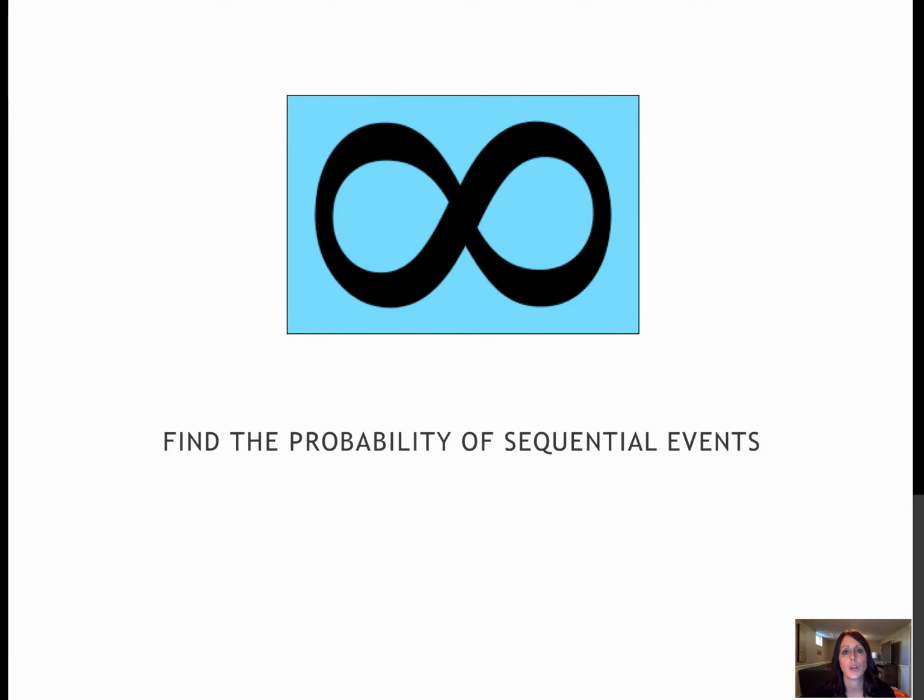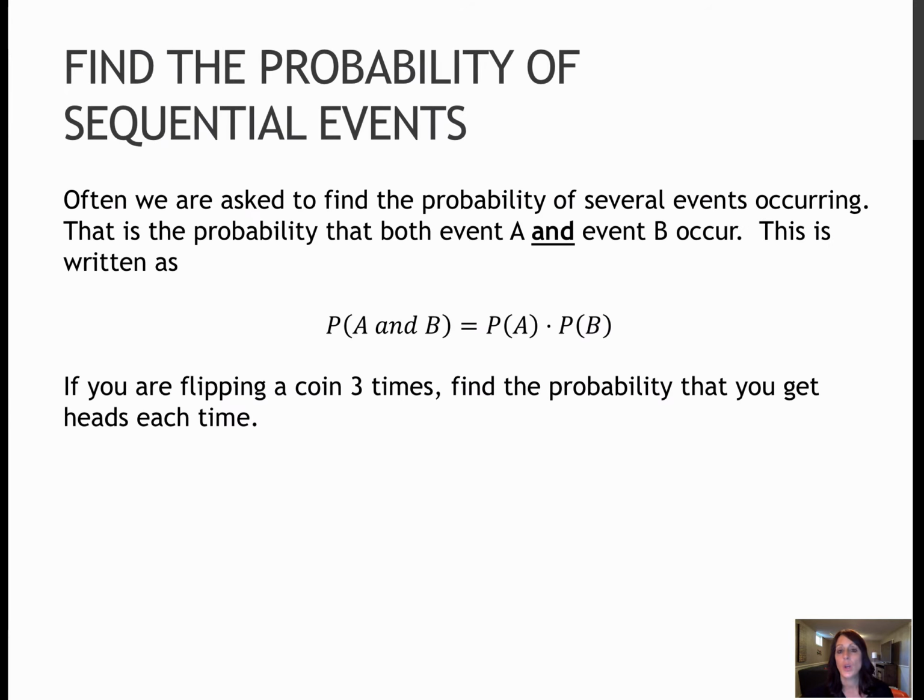In this lesson, we are going to find the probability of sequential events. So this is more than one event occurring. So again, we're looking for "and" events. So we're saying first something happens and then something else happens. And the way that we find that probability is to multiply those probabilities together. But be very careful on whether or not they are dependent or independent. So let's take a look.